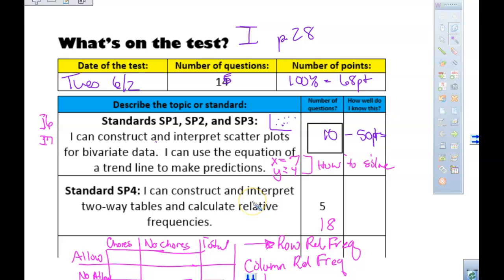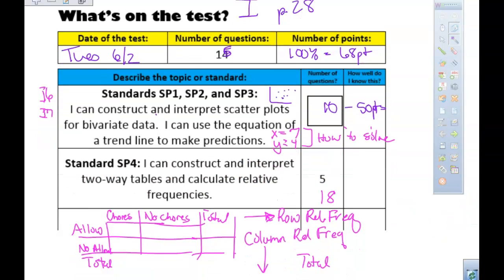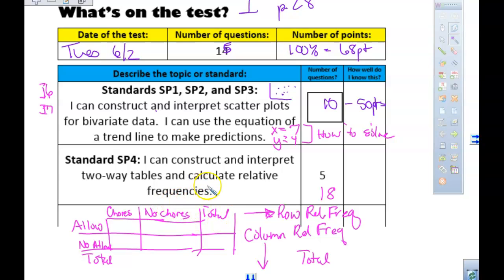Then you're going to also be asked to construct and interpret two-way tables. As you construct and interpret two-way tables, you're going to accumulate the relative frequencies. So you might do chores and no chores. I might have one heading, and then you have to put in this next one. You might want to write the word total at the end. Then if we have allowance, and then no allowance. So I might put chores and allowance, and then you would have to fill in the other ones, and you'd read the situation and fill in.